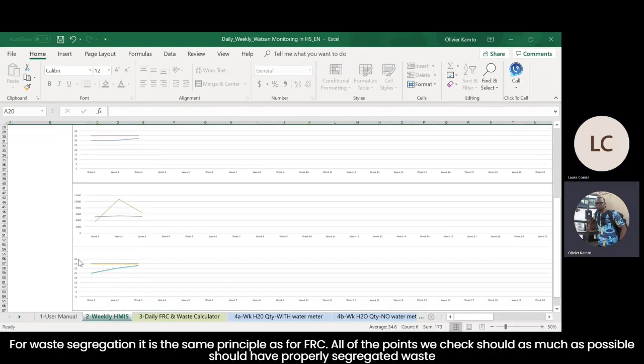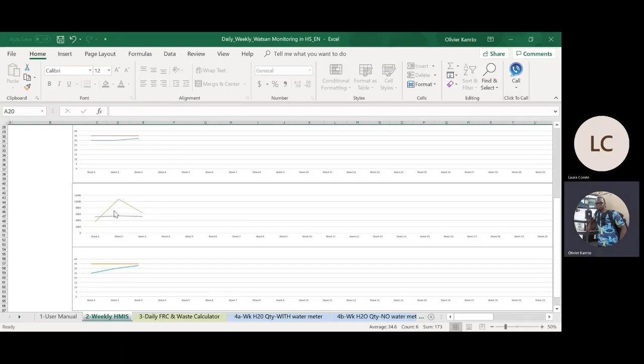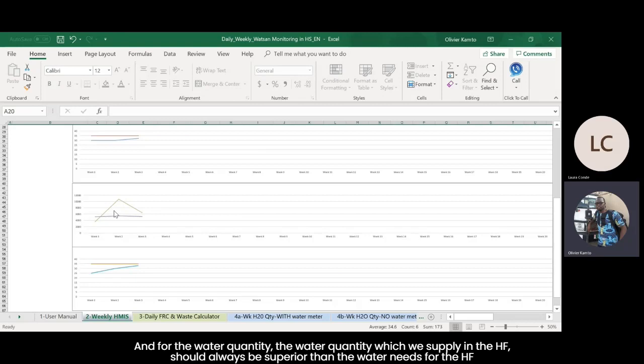For waste segregation, it's the same principle as for the free residual chlorine. All of the points we check should, as much as possible, have properly segregated waste. And for the other one, which is the water quantity, the idea is that the amount of water which we supply in the health facility should always be superior to the water needs for the health facility.